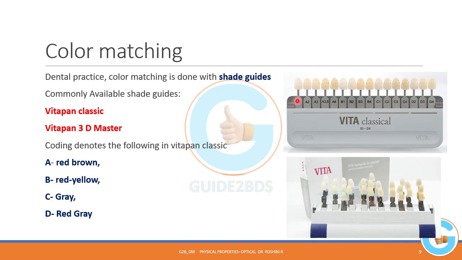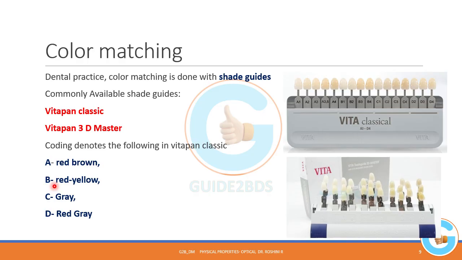So there are different shade guides available. You can see Vitapen Classic and Vitapen 3D Master shade guide here in the picture. Other than this, nowadays we have n number of shade guides, even digital shade guides are present. So this is a basic concept where you will have color coding.